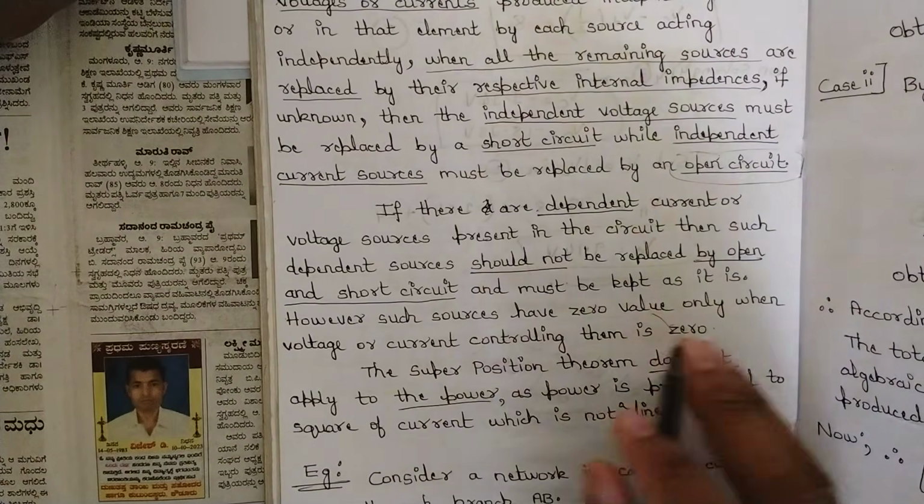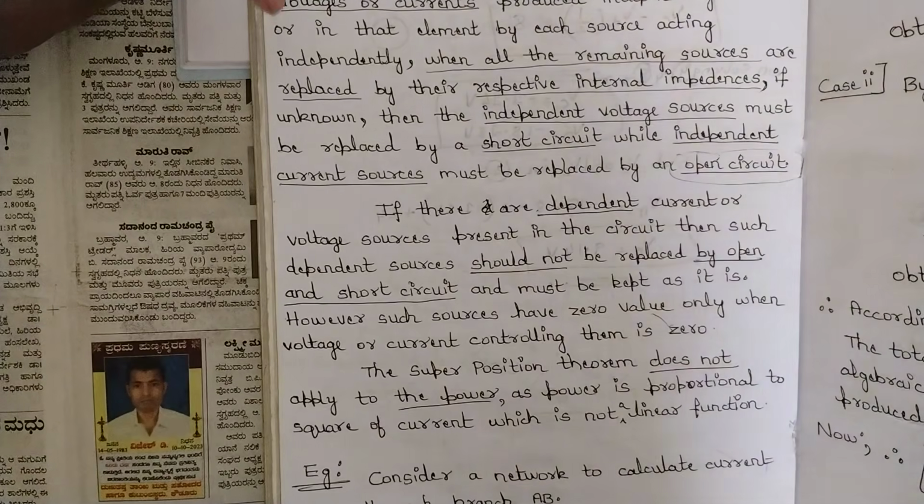That is, if the value of the controlling voltage or current itself is zero, then we can say that those dependent sources will have zero value, and we can directly nullify and remove them. Whenever the value is zero, only at that time can we remove that dependent source. Otherwise, we cannot touch it.